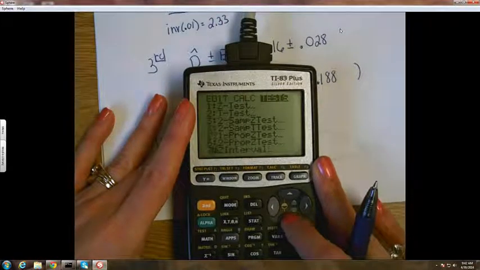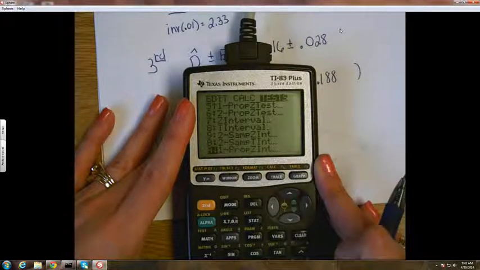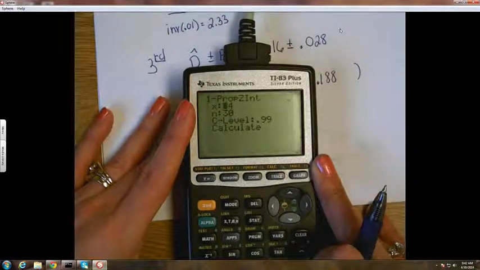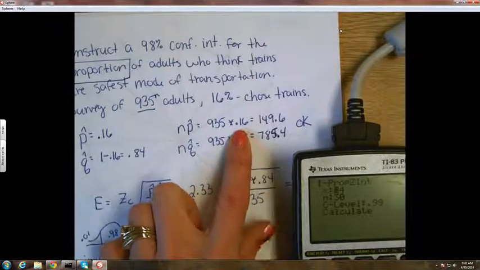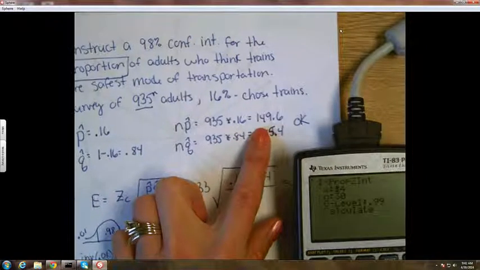Two samp Z int, one prop Z int. Okay, X. What does X represent? Number of successes. Do I know how many successes I had? That's a percentage of successes. I heard 149.6. You would be correct, because if I know I've got 16% successes and I multiply by the sample size, we get 149.6.